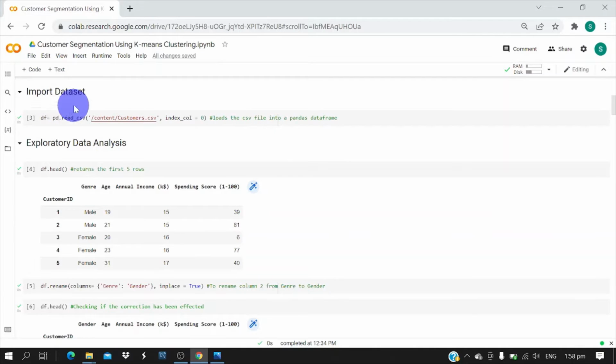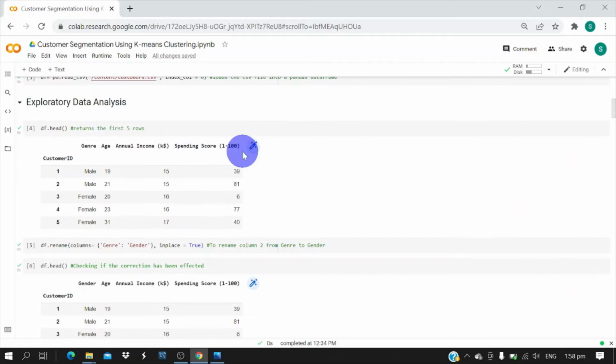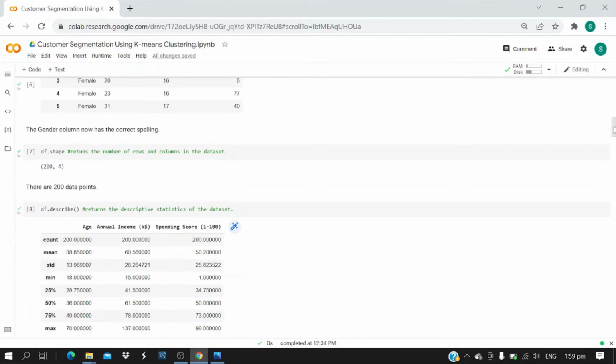After that, I imported my data set into my pandas data frame and carried out exploratory data analysis. I started by renaming the gender column, which was actually spelled incorrectly. Then I checked for the shape. There are 200 data points and four columns.